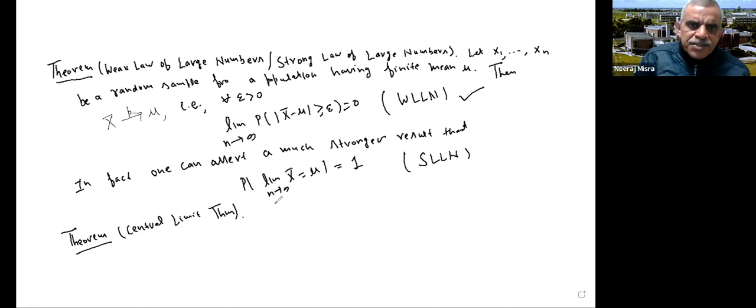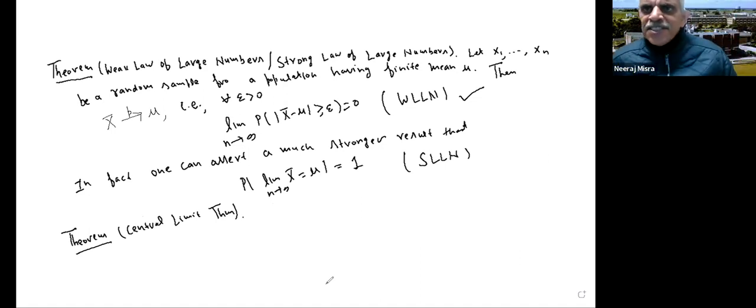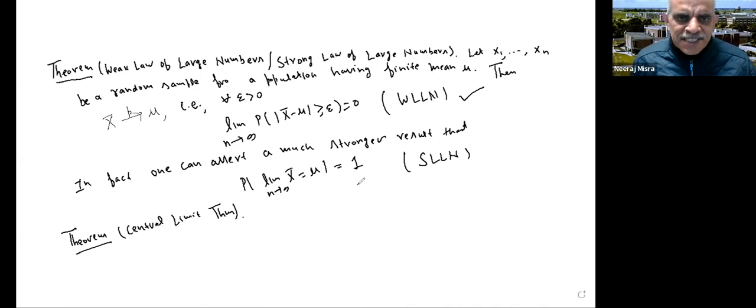What does the central limit theorem say? Actually, the central limit theorem is one of the most important results in statistics. A substantial part of the subject relies on this central limit theorem or its various versions in the multivariate case and so on.